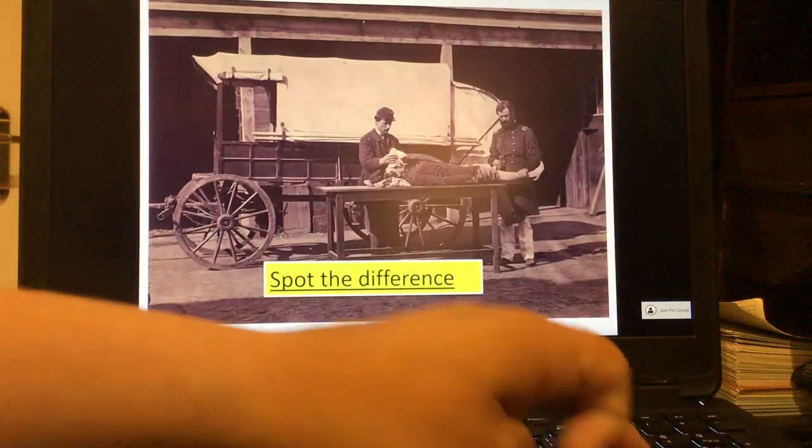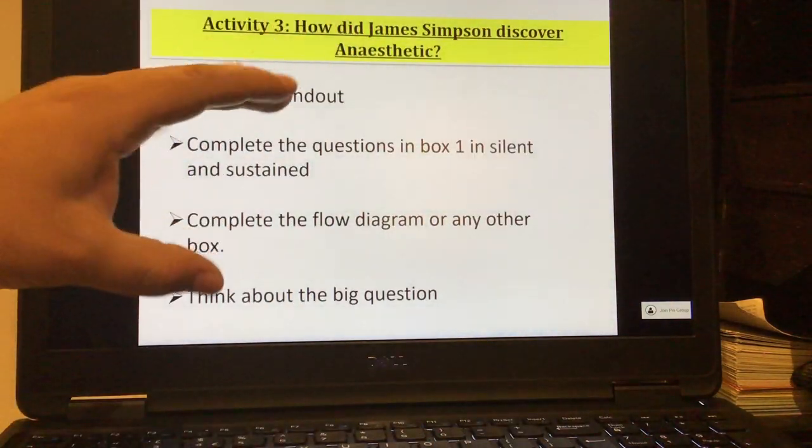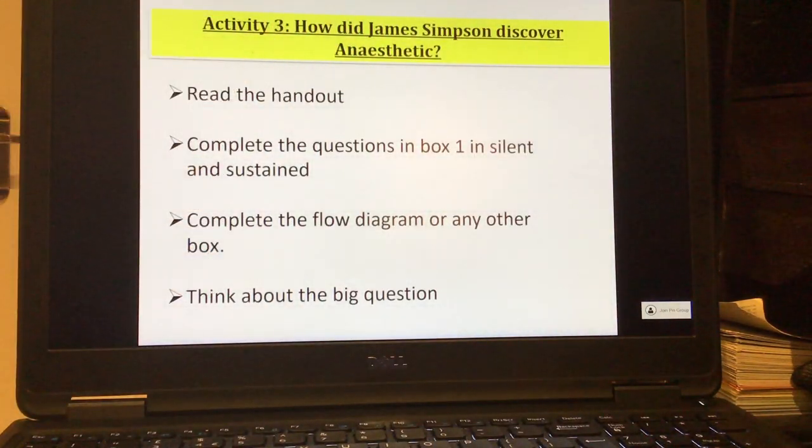Okay, so you could pause this here and have a read of the sheets that I've put on Show My Homework alongside this, just to get a bit of a feel for it, and have a go at those questions. They're just essentially questions around where Simpson's from, what he did, and the whole idea of this chloroform party, that it was actually discovered experimenting with friends by mistake, and it links back to that picture at the beginning.